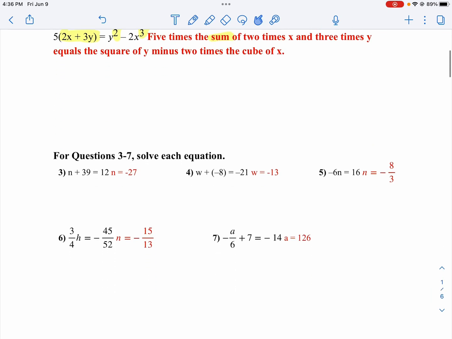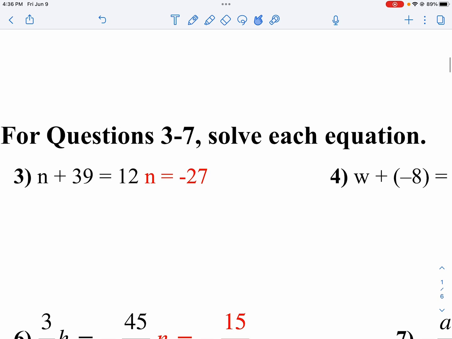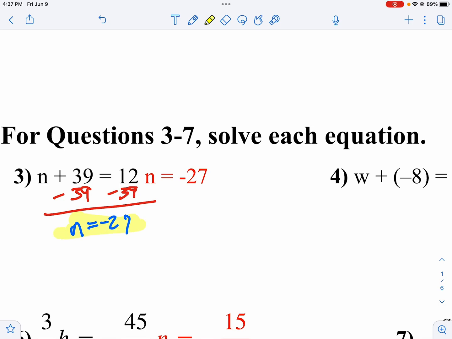Now, the first couple questions in the next section of your practice test hopefully should be extremely review, because we hardly even touched it in class. Subtract 39 from both sides, and we get n equals negative 27. That one I could maybe understand. You can do it in your head.